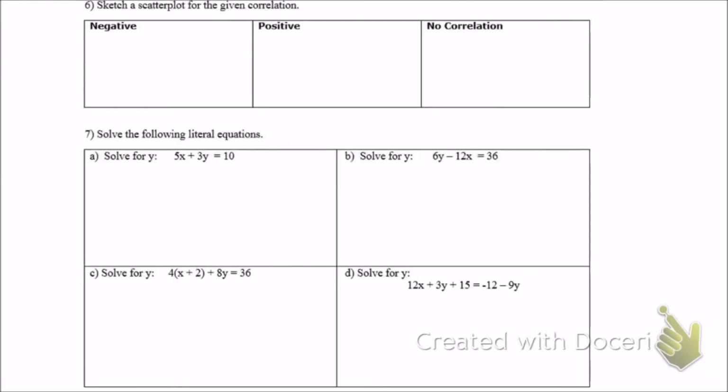Okay, to continue our test review, if you look in our little boxes, we're going to sketch a scatter plot for the given correlations. So negative, positive, and no correlation. So negative means that you have 2 data sets that are going in opposite directions, which causes your scatter plot to trend towards the negative direction. So from left to right, your points are going down.